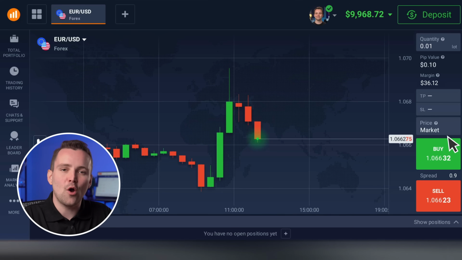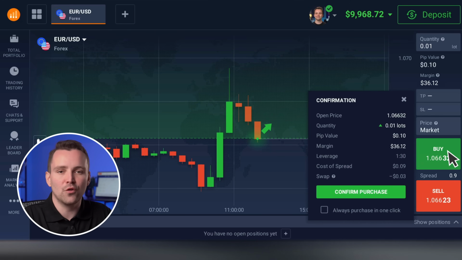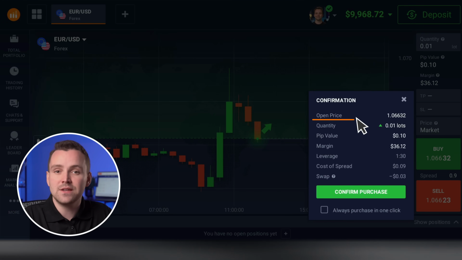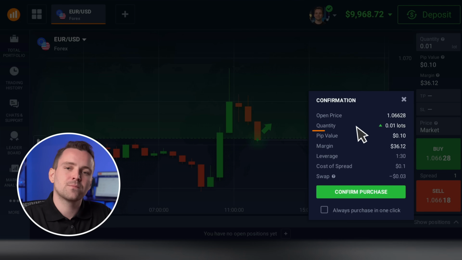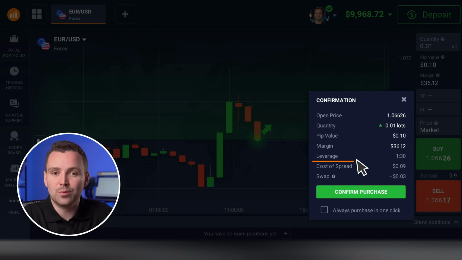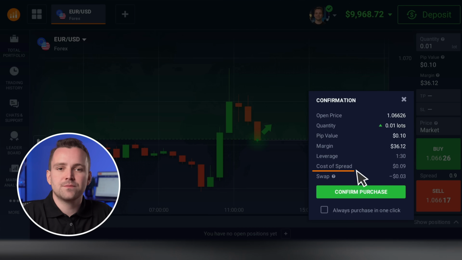Alright, before opening a position, you can check the details of your trade by mousing over the buy or sell buttons. There you will see the open price, the price at which the position will be opened, the quantity of the CFD asset you have chosen to trade with, expressed in lots when trading Forex pairs, the pip value, the margin, the leverage applied to your position, the cost of spread, which is calculated by multiplying the pip value by the spread.